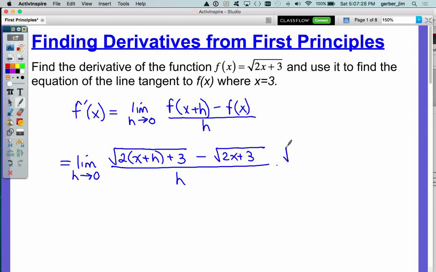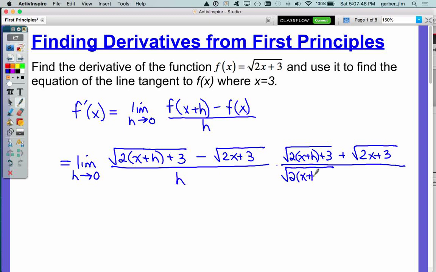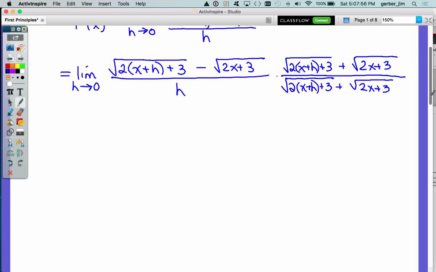And so we're going to multiply, in this case, by the square root of 2 times x plus h plus 3 plus the square root of 2x plus 3. And of course, we can't change it, so we have to multiply by that over itself, so that we're effectively multiplying by 1 and not changing the equation. And we see that good things will happen now.